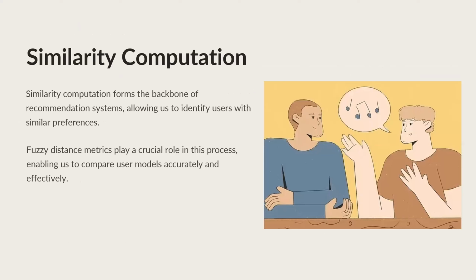Similarity computation forms the backbone of recommendation systems, allowing us to identify users with similar preferences. By calculating similarity values between two user models, we can establish connections and form the set of neighbors for each active user. Fuzzy distance metrics play a critical role in this process, enabling us to compare user models accurately and effectively, even in the presence of diverse and precise features.